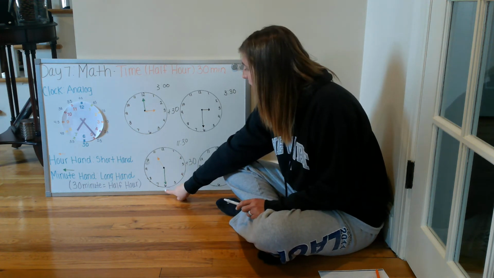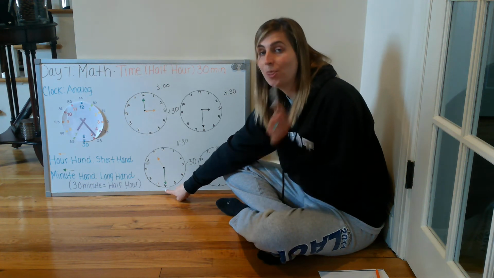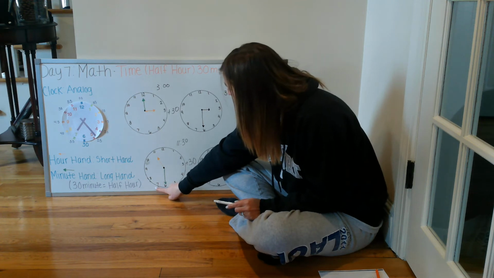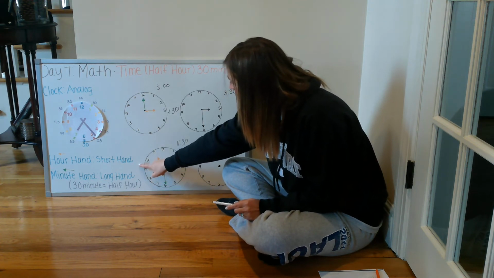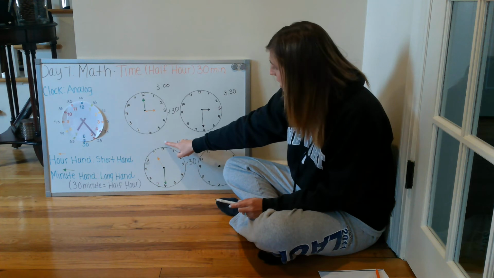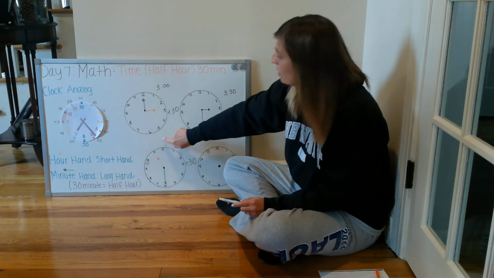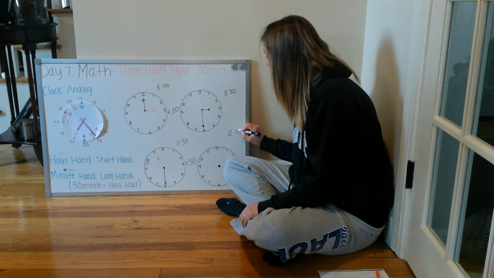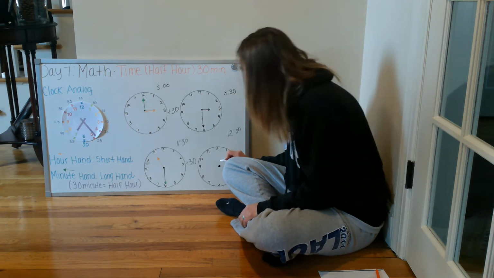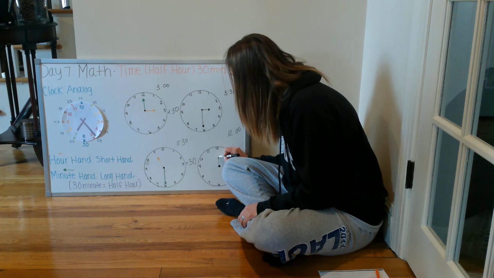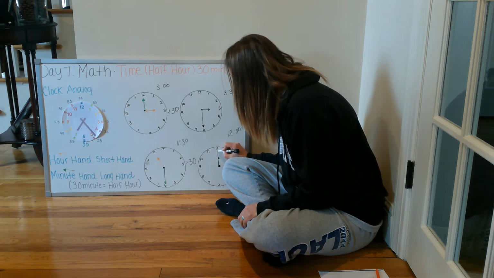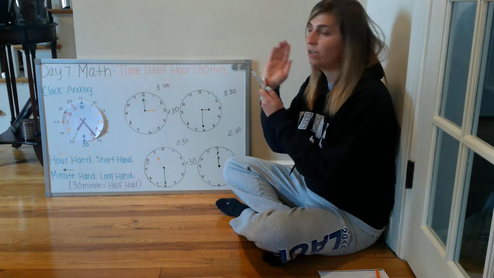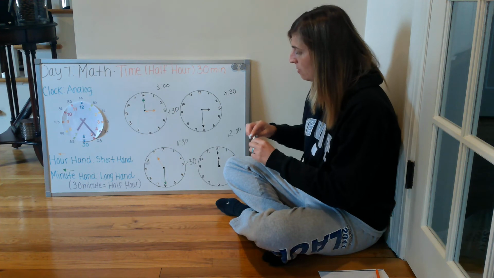So I'm going to start at 11:30 and I'm going to add 30 minutes to that time, counting by 5. So here we go. 5, 10, 15, 20, 25, 30. So when I move, it would indicate now that my time is 12 o'clock. So then I would draw 12 o'clock on this time. Both my shorthand and my longhand would be at 12, indicating that it's 12 o'clock. Okay, so I'm adding 30 minutes to my time.